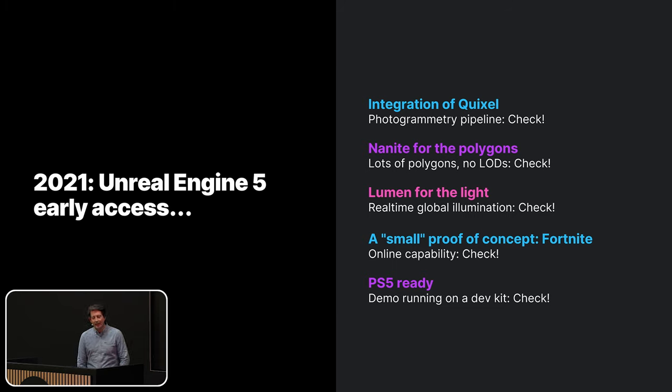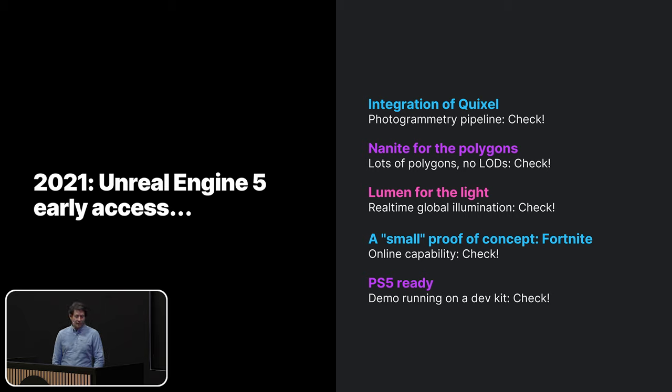Unreal 5 had already released its early access. And we looked at what it contained. Oh, it has an integration of Quixel for the photogrammetry pipeline. Check. Fantastic. That's the right tool. Lots of polygons. Well, there is this new technology called Nanite that is precisely meant to handle them and avoid having LOD. Check. Great. We're doing well. Global illumination. That's the other big feature. That's Lumen, real-time global illumination. Oh, good. That's done. And we need to check online capabilities. Well, basically, this engine is used to do Fortnite. So that's a small proof of concept that it can actually handle multiplayer.